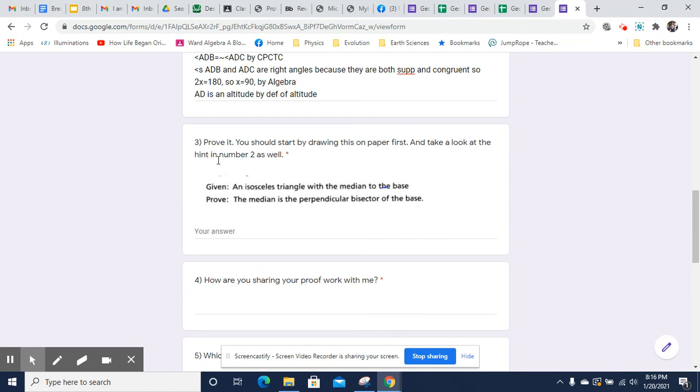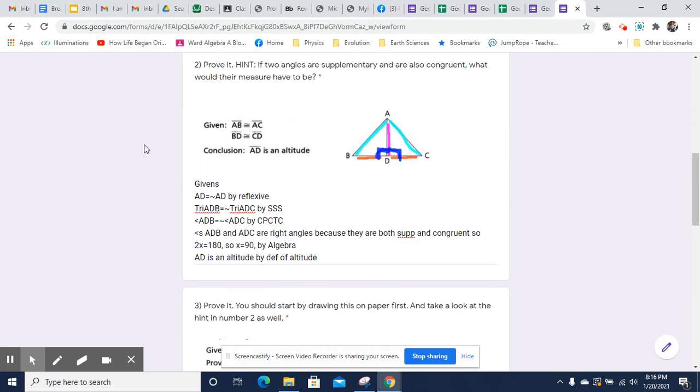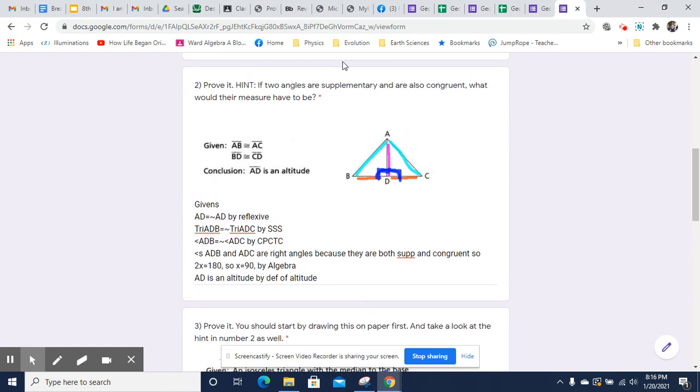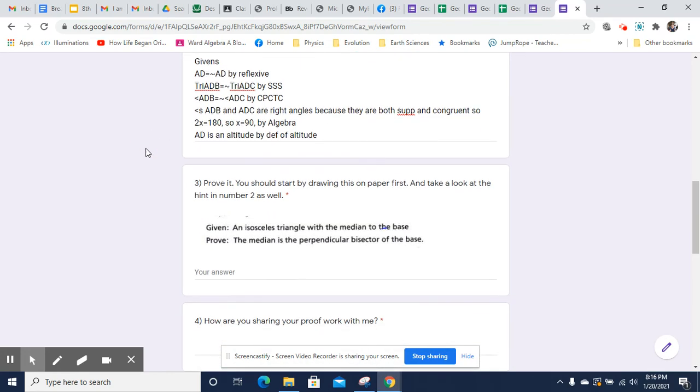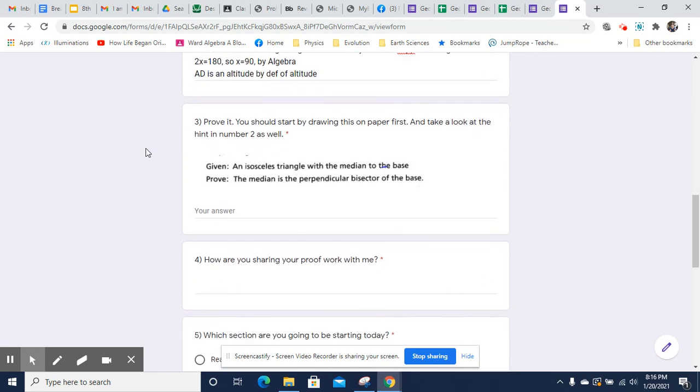Then take a look at the hint in number 2 as well, which is the hint that how many degrees, what would the measure of two angles be if they're both supplementary and also congruent? In other words, they're congruent and adjacent. The theorem you'll be learning about, I believe, in section 4.3.